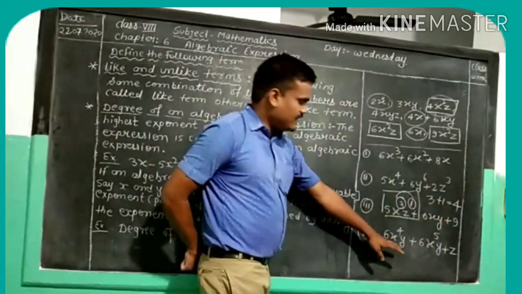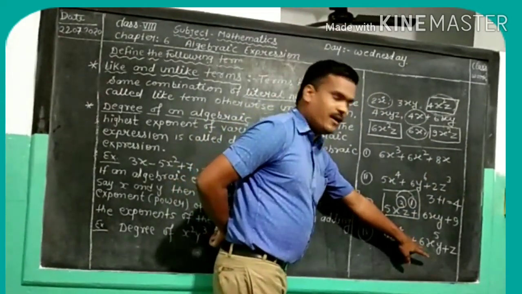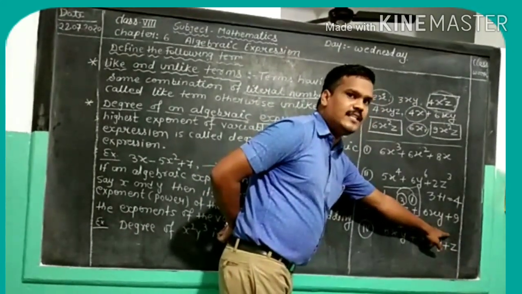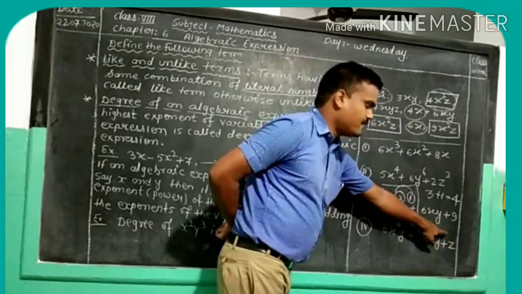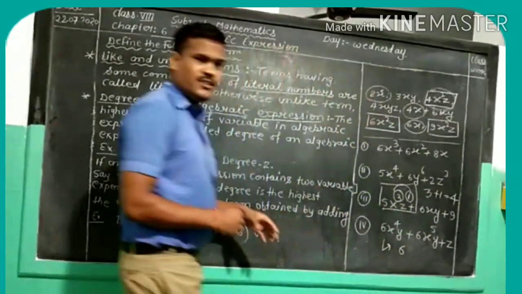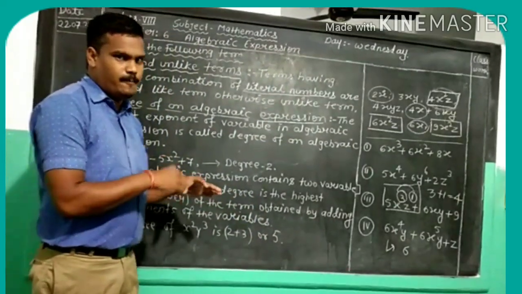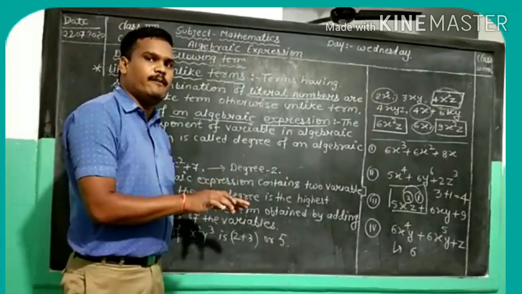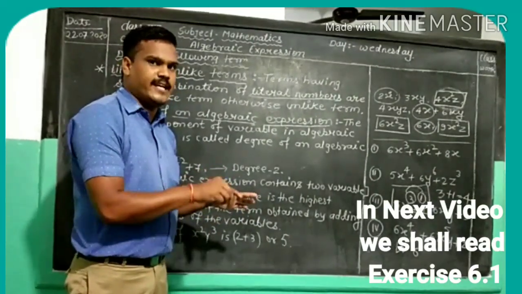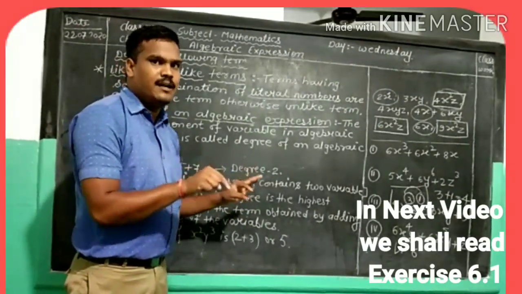In this example, just see here, the degree of the polynomial will be 5 and y to the power 1. 1 is hidden. Total 5 plus 1, 6. The answer will be 6. So the highest power of a polynomial is called the degree of the expression. If a polynomial contains two variables in a term, there we have to add the powers.